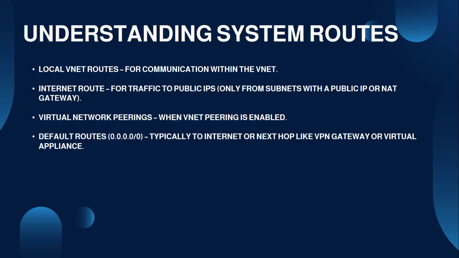Default routes: the default route is 0.0.0.0/0, typically for the internet. For the next hop, it is usually a VPN gateway or a virtual appliance. If you want to view the routes, you can go to the Azure portal, go to Network Watcher, and you can see the effective routes. We will see that when we do the demo.